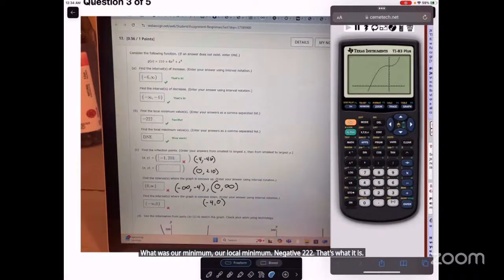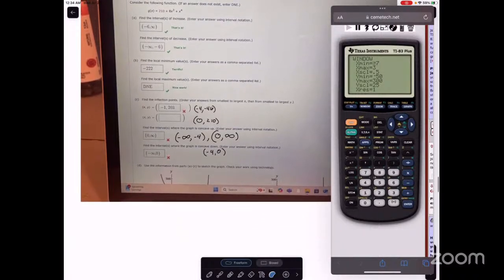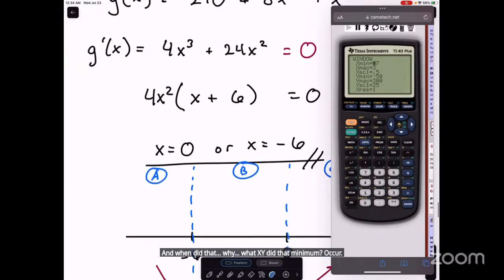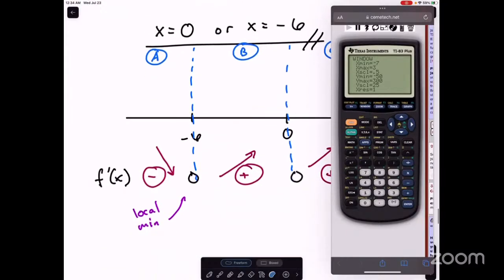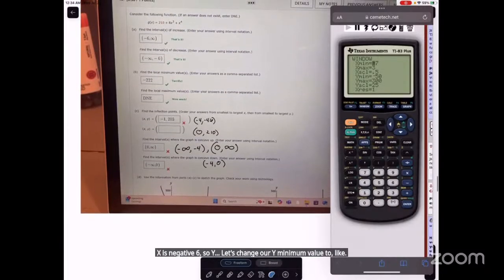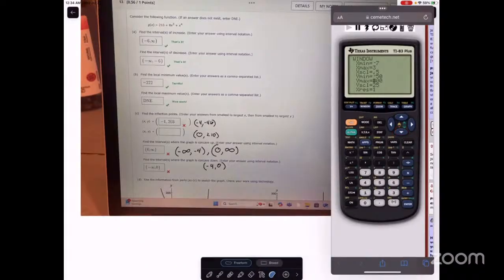Okay. So we need to change our window. When did that minimum occur, what x value? X is -6, so let's change our y minimum value to -300. Okay, let's see if that makes a difference. Let's look at that graph. Yeah, there we go.